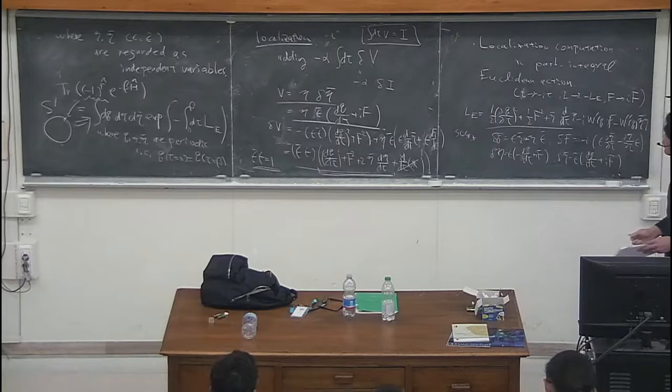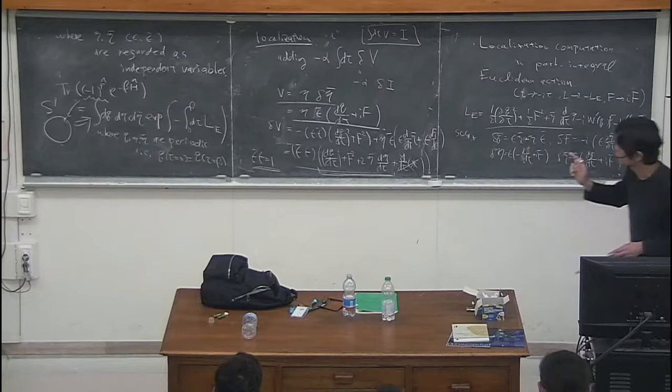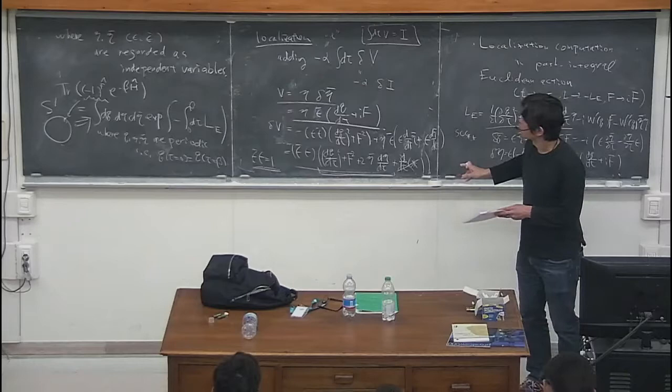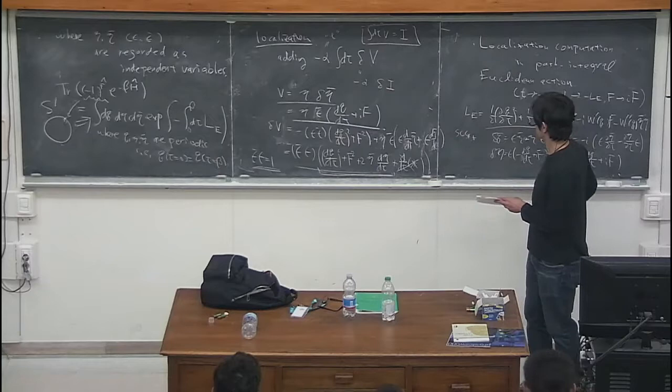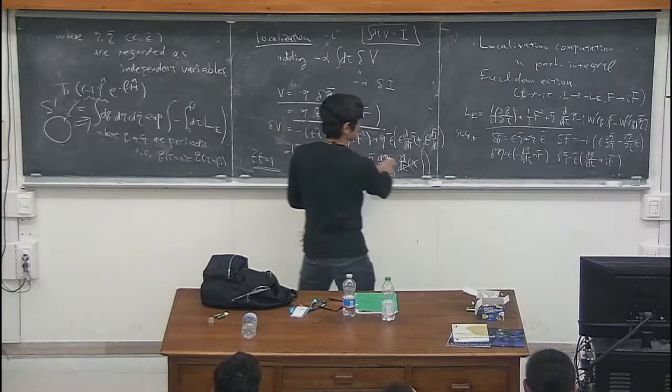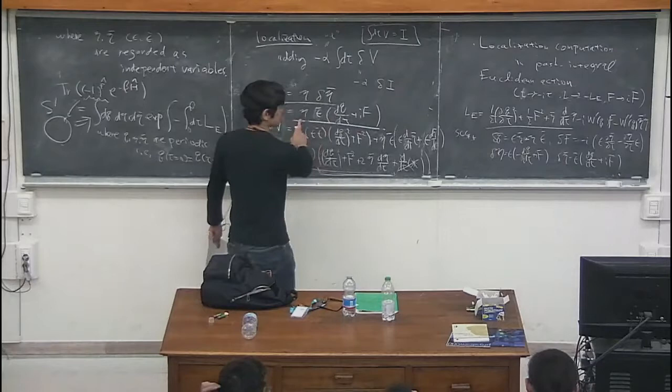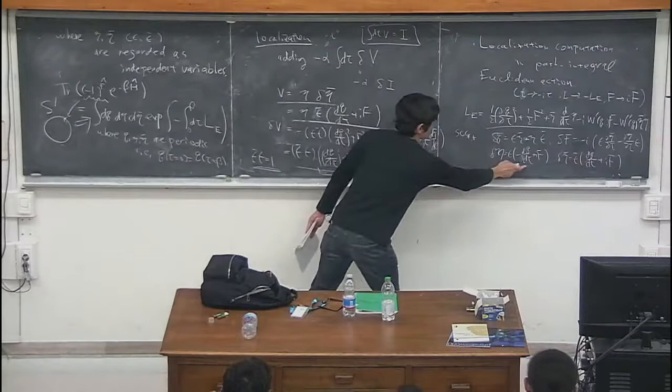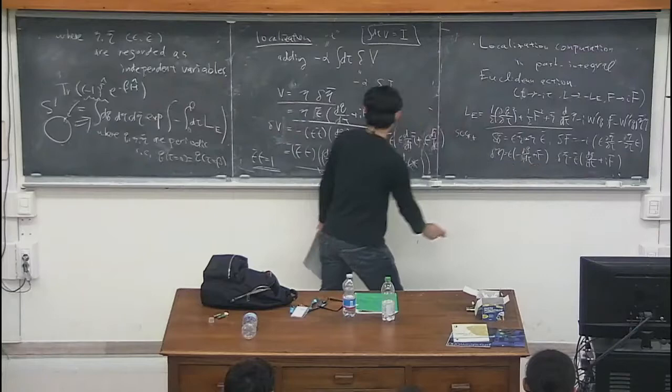Sorry, could you speak again? Which part? This one. Acting on this, delta eta gives this one. So this is minus dq theta squared. And also this times this, minus f squared, this f squared minus.